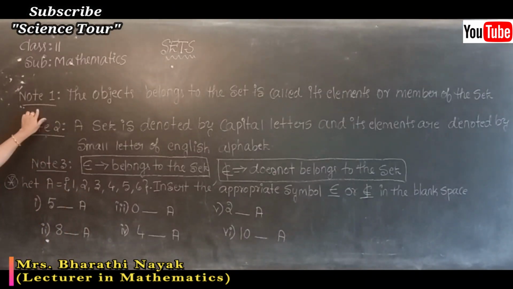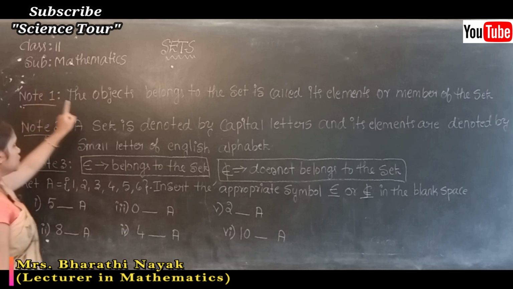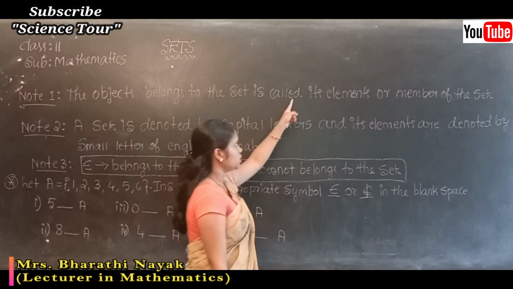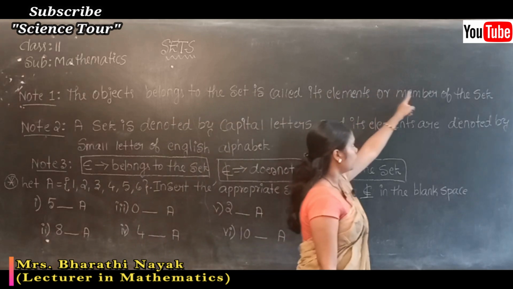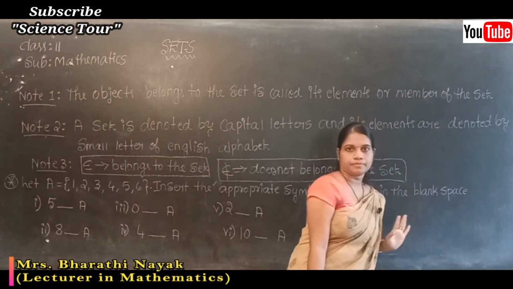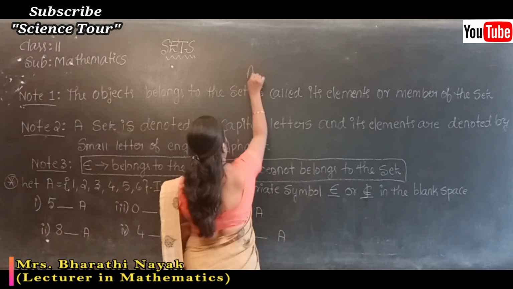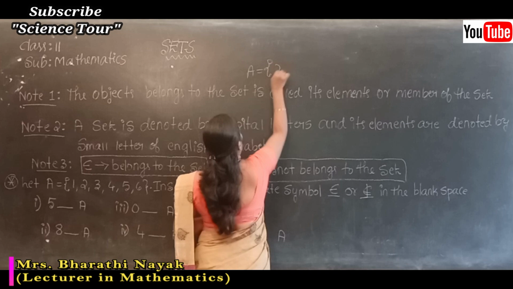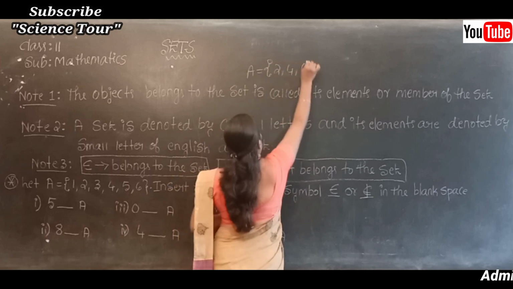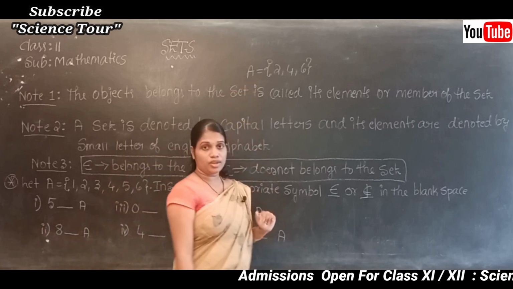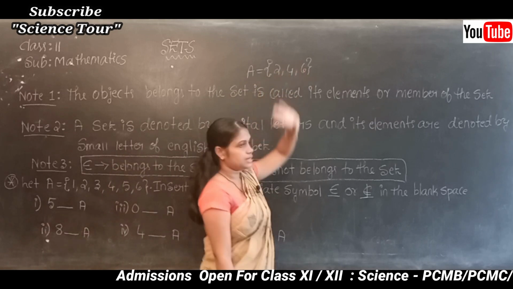Okay. So next I'll consider note number 1. The objects that belong to this set are called its elements or members of the set. Okay. See, I will consider one example. I will consider set A is equal to {2, 4, 6}.